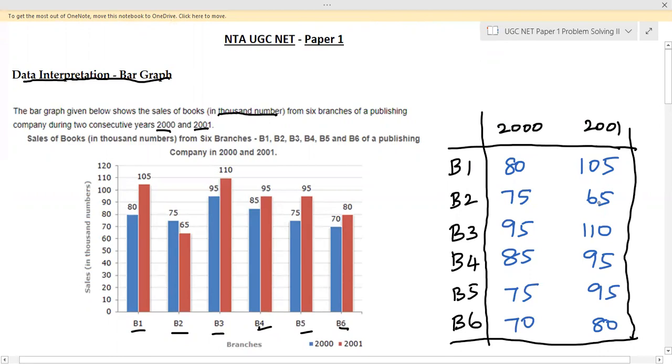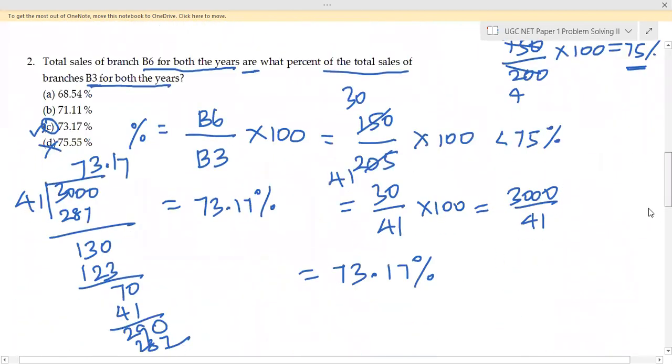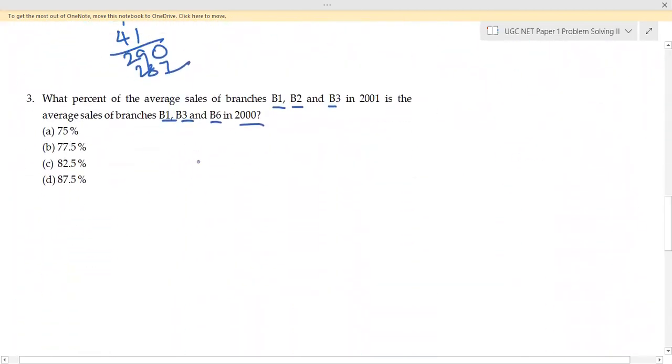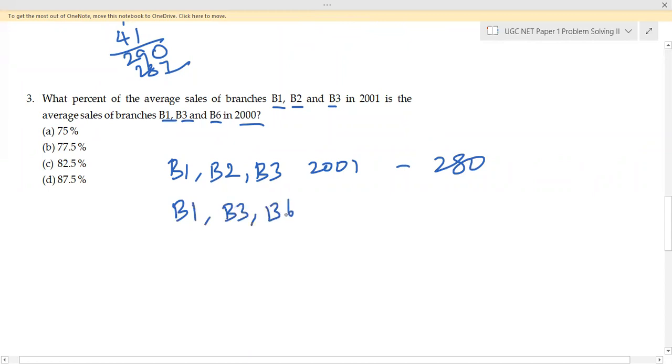So that means 105, 65, and 110. We'll have to add up all these three numbers. 105 plus 65 will be exactly 170, and 170 plus 110 is going to be exactly 280. The first value we got is 280. So the total sales for B1, B2, and B3 in the year 2001 we just now got to be 280. I'm noting it.